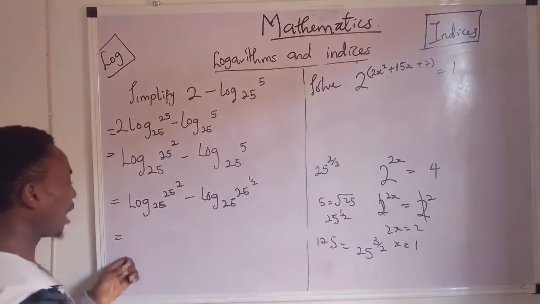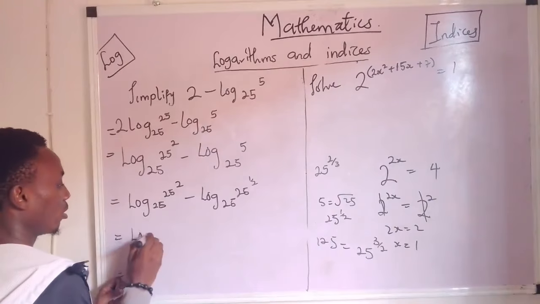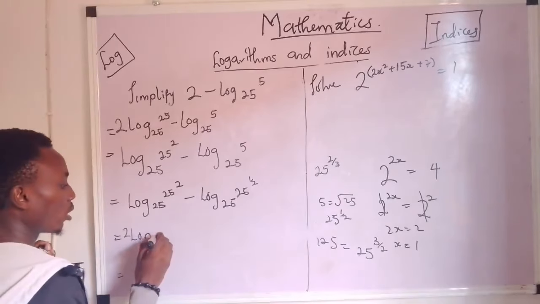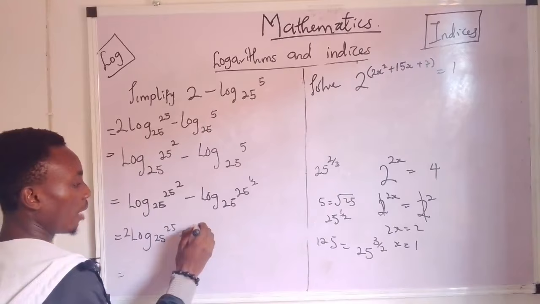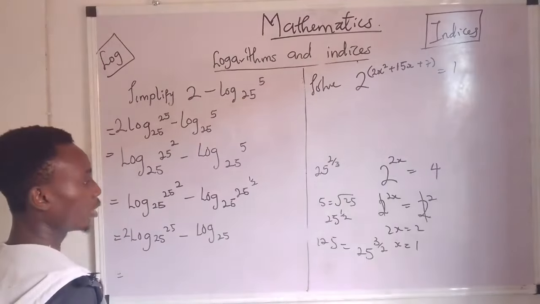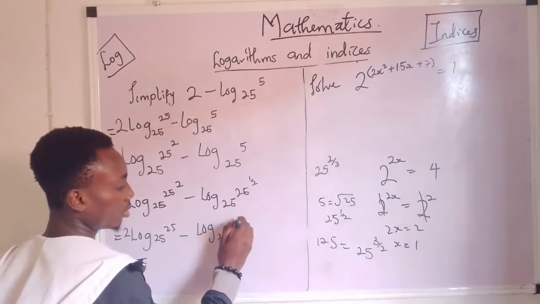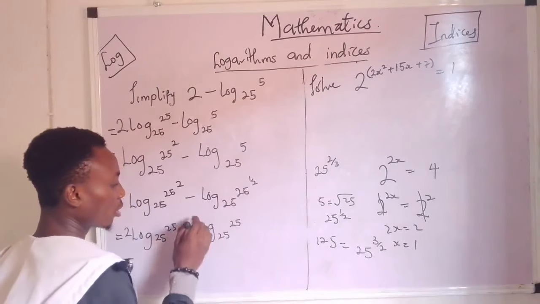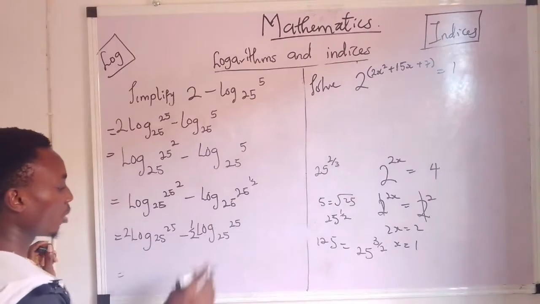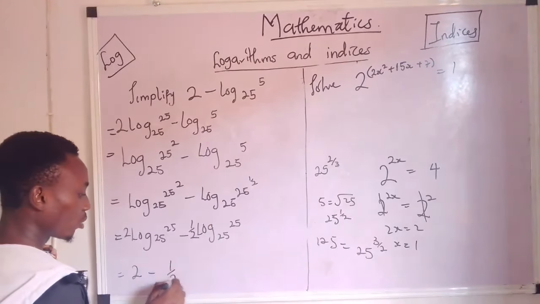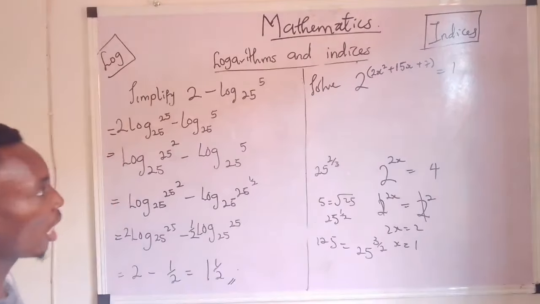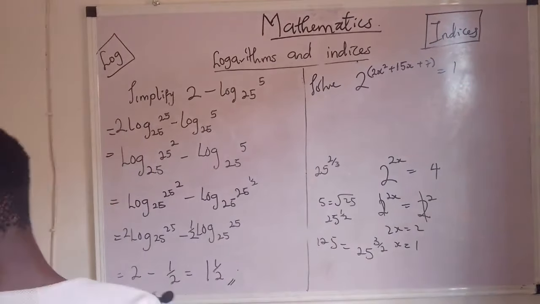Now we have two log 25 to the base 25 minus log 25 to the base 25, but here you put your half. Now this one is power, this one is equal to 1, this one is power, this one is equal to 1. You have 2 minus 1 over 2, which is 3 over 2 as your final answer for this one.